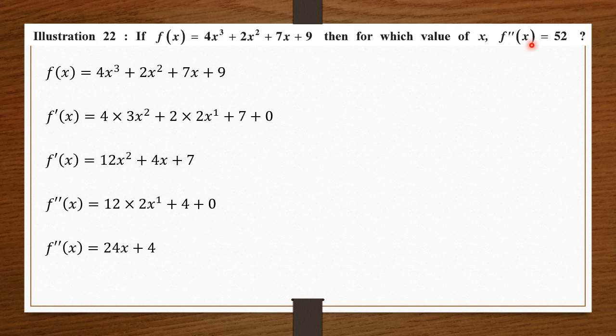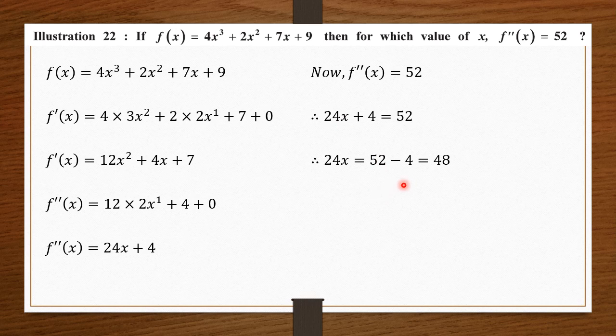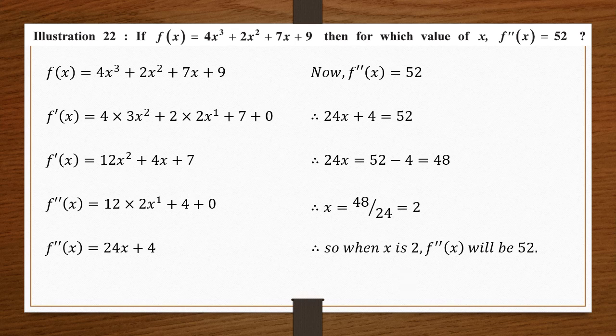What I have to do is f double dash x is equal to 52. So now we take f double dash x equal to 52, and in the place of f double dash x I will put 24x plus 4. So 24x plus 4 is 52. I will change the side of 4. So 24x is equal to 52 minus 4, that is 48. Next I will change the side of 24. It will go into the division. So 48 upon 24 is 2. So x is equal to 2. So when x is 2, f double dash x will be 52. So that is the answer to our question.